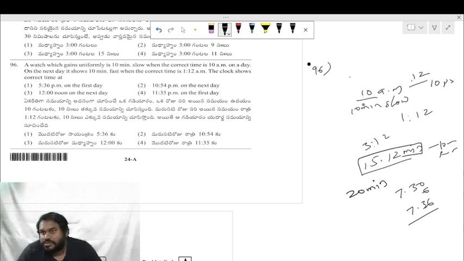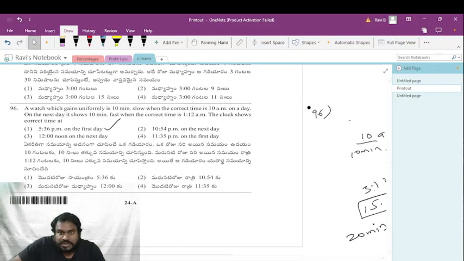If you add 2 hours, it will become 12 noon, then 5:36 p.m. on the first day it will show the correct time. Just logical thinking, nothing else. You don't have to use any formula for this.